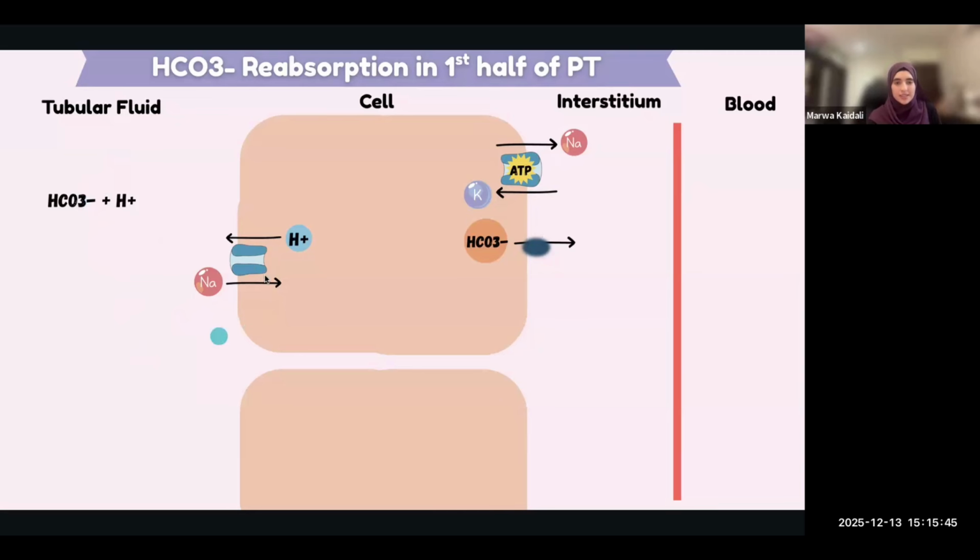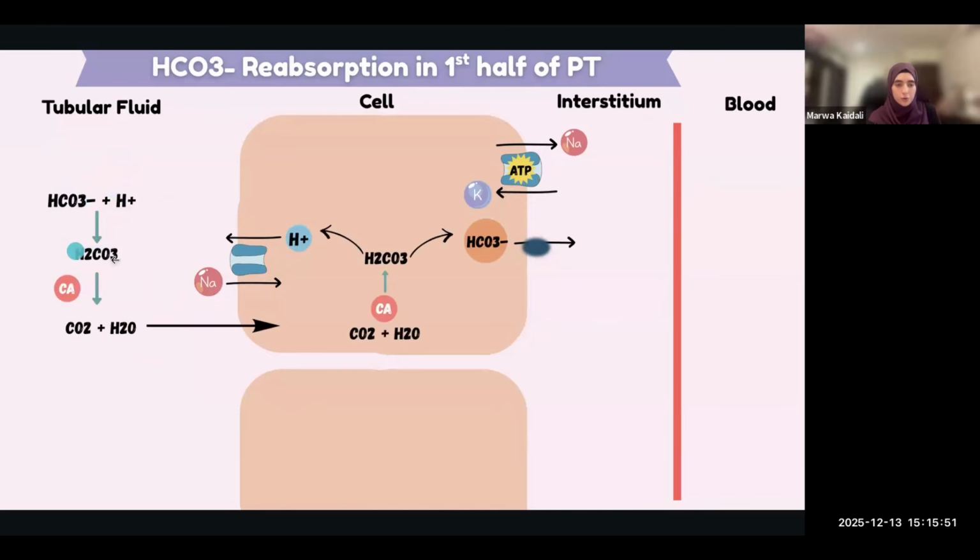So what's going to happen basically is that this H plus is going to combine with the bicarbonate, and it's going to form carbonic acid, also known as H2CO3. Now this carbonic acid is going to get dissociated into carbon dioxide and water with the help of the enzyme called carbonic anhydrase. Don't let the names confuse you. This is carbonic acid and this is carbonic anhydrase. This enzyme is important because it's going to dissociate carbonic acid into carbon dioxide and water.